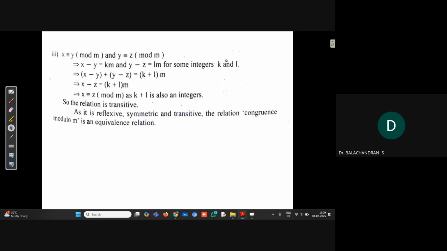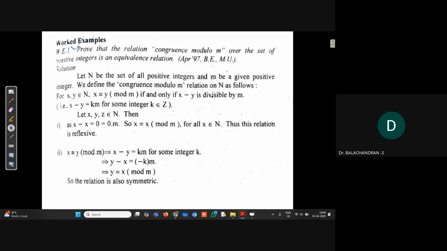So k and l are integers, means k plus l is also what? An integer, and hence this implies x minus z is divisible by m, and hence x is congruent to z mod m. And hence the relation is what? Transitive. And hence the relation congruence modulo m over the set of positive integers is an equivalence relation.